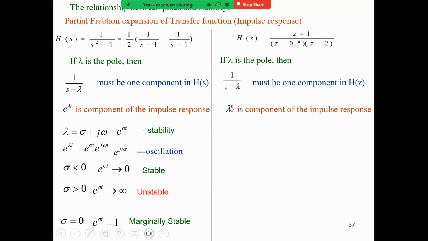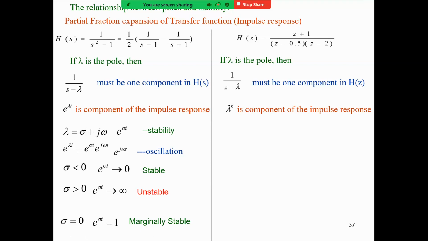Now this lambda is in this form, right? Lambda to the power k. We want to know whether it will blow up, go to infinity, or go to 0. Is this a convenient form to analyze whether the signal blows up or goes to 0? If I still use the real part plus an imaginary part and now put it into a power of k, will that be convenient for you to analyze? No. So what should you do?